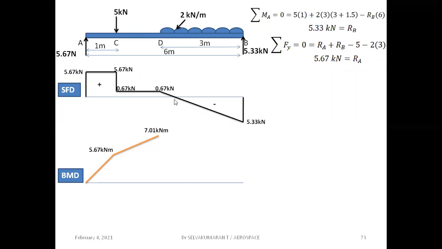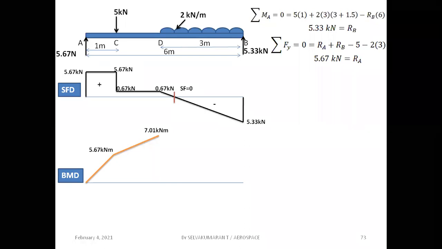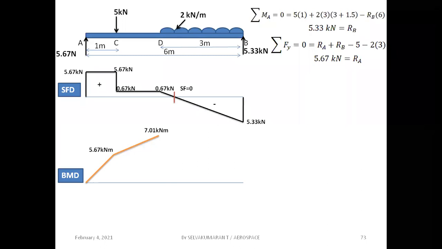Please remember that you have a bending moment value here, which should be greater than the 7.01 kilonewton meter that you need to remember. So shear force is zero. How to obtain this location? This zero shear force location occurs between D and B. If you calculate the location of this zero shear force from the support B, that location value must be less than 3 meter. That we need to remember in our mind.